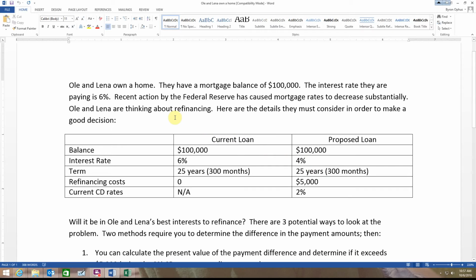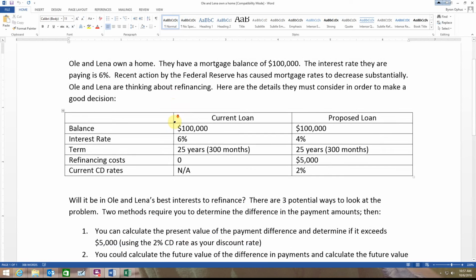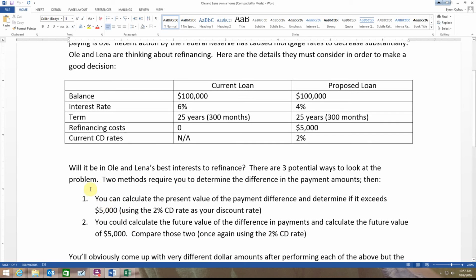There are a few things different we haven't really gone over yet, so I want to make sure I show you those. I've given you a couple ways you could take a look at it, in 3 different ways actually, and probably put those on separate tabs, might be the easiest way to do it. But will it be in Ole and Lena's best interest to refinance? There's 3 potential ways, maybe there's others, but 3 that I came up with.